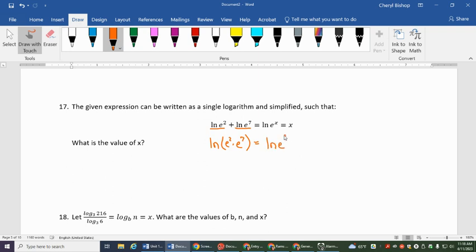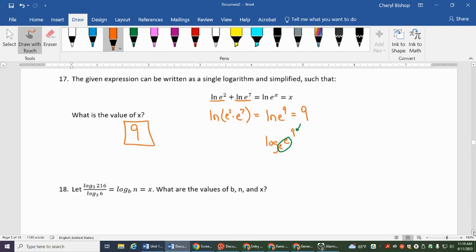7 plus 2 is 9. And remember, if these both have the same base, that's really log base e of e to the 9th. If these two things are the same, then my answer is just the exponent. In this case, that is 9. So what is the value of x? 9. Questions on 17?